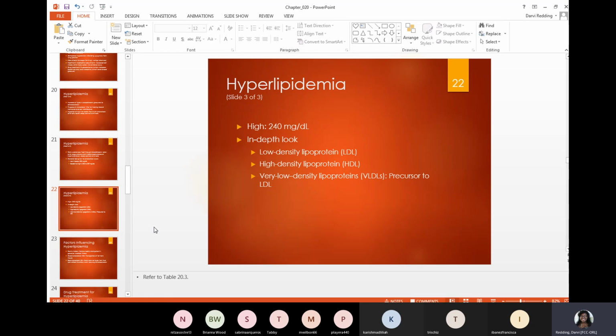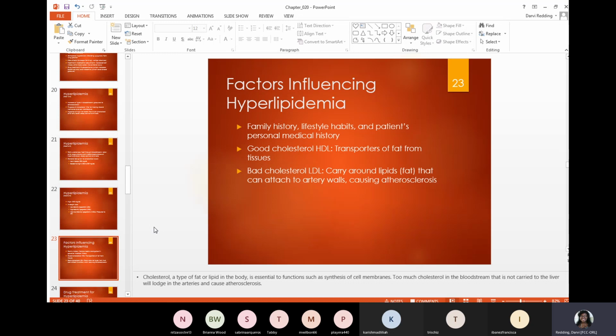So now that we've learned about hyperlipidemia and what are some causes of it, as well as what are the numbers, let's next learn about some treatment to hyperlipidemia. So I talked about some things that cause it. Some examples of factors that influence hyperlipidemia include family history, lifestyle habits, and even a patient's personal medical history.